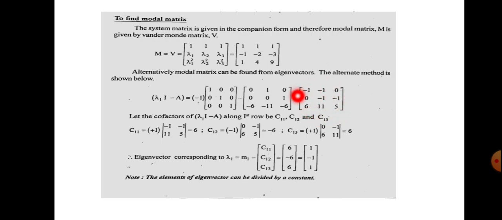So, you have to find the cofactors of this matrix. That means you have to find the cofactor matrix along the first row. So, the first row entries you can denote as C11, C12, C13. So first C11 is obtained by eliminating first column and first row. So the rest of the matrix is this one, that is minus 1, minus 1, 11, 5. So C11 is obtained by plus 1 because 1 and 1 is an even number, so you can put a plus 1 sign here. If it is odd, then you have to put a minus 1.